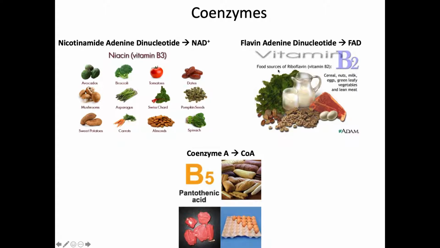So these 2 coenzymes, NAD+ and FAD, have a very special function. They shuttle electrons and hydrogen ions around. And then your last coenzyme is just called coenzyme A, and the abbreviation is CoA. This one does a little bit of a different function. It shuttles chemical groups from one place to another.